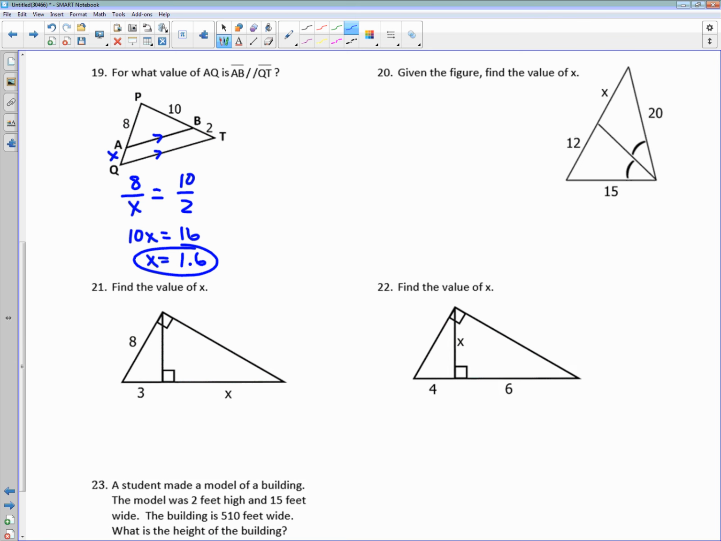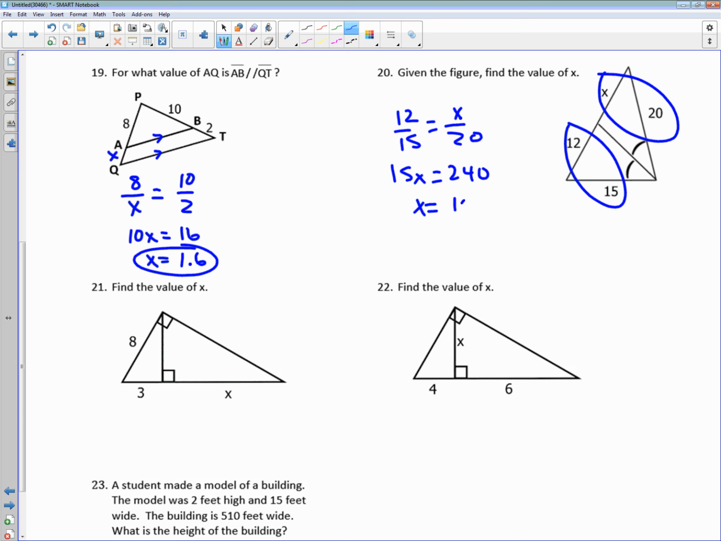For number 20, this is an angle bisector theorem problem. What happens is an angle bisector is going to split a triangle proportionally. Now, if you want to look at the triangle how it is, you can just set up a proportion here, where you go 12 over 15 equals x over 20. So you get 15x equals 240, and then when you solve for x, you get x equals 16.